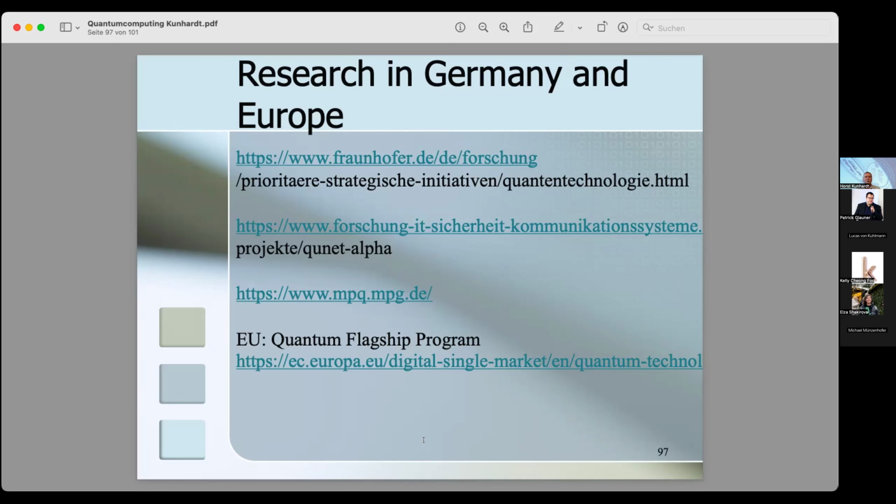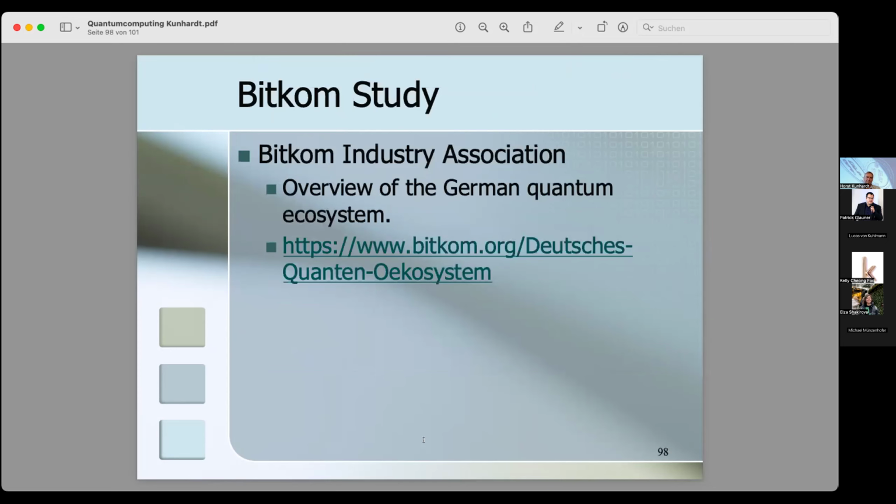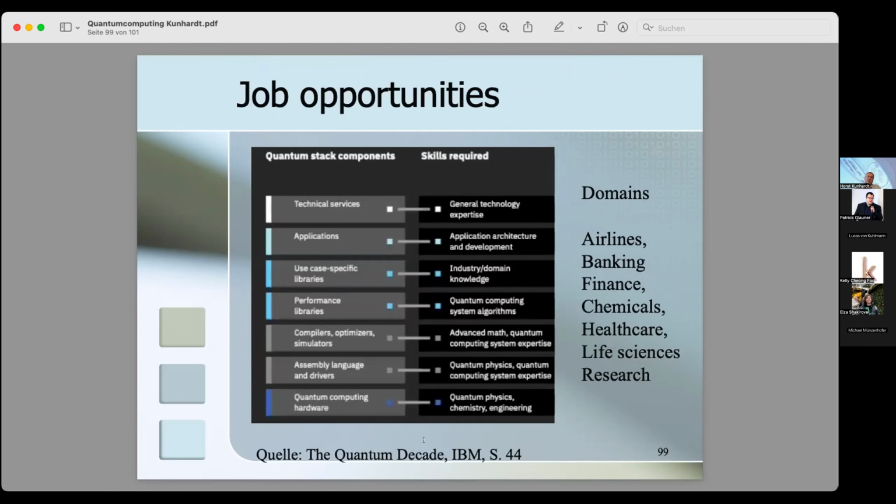And here is a link for the European Union Quantum Flagship Program. A nice overview of the German quantum ecosystem can be found on the Bitkom website. In this Bitkom link, you will find an address list of German companies working with quantum systems, startups and established companies. Very interesting to look around and see who is the next company.